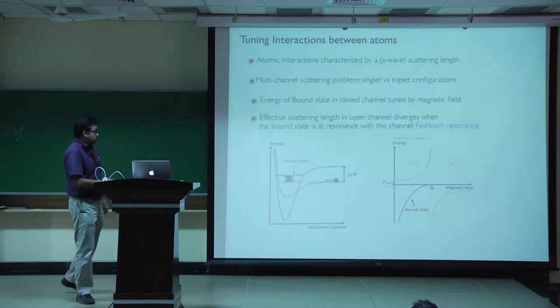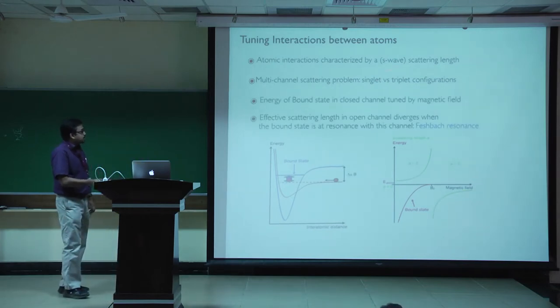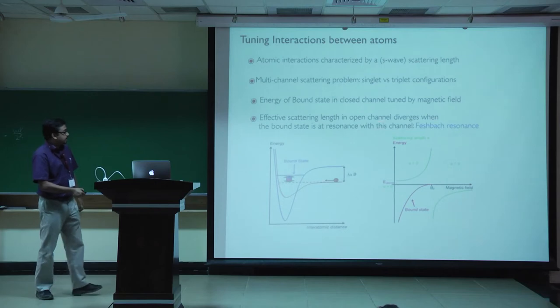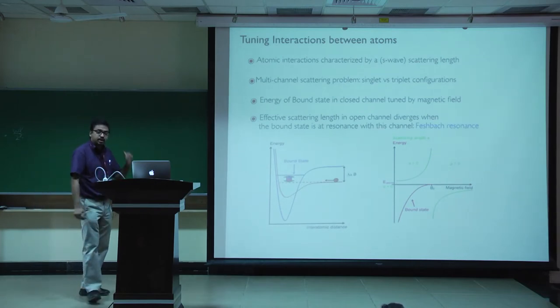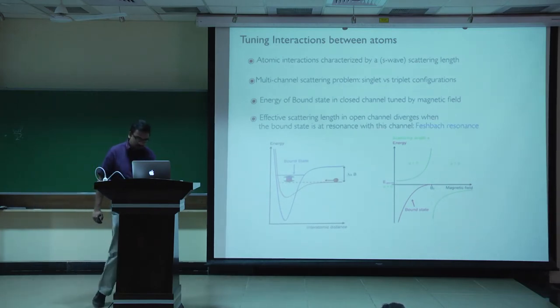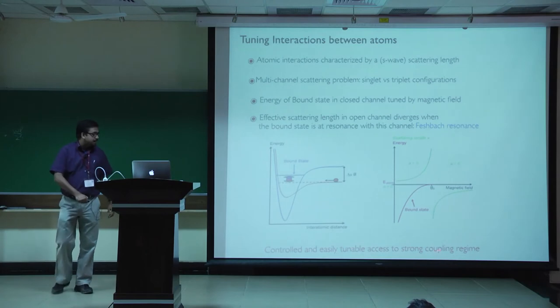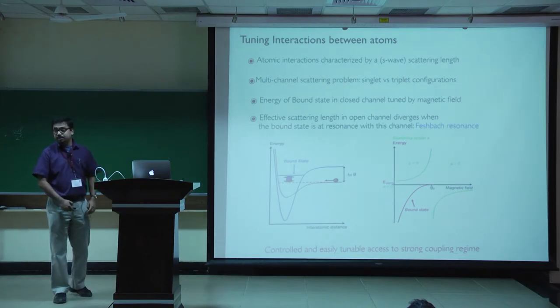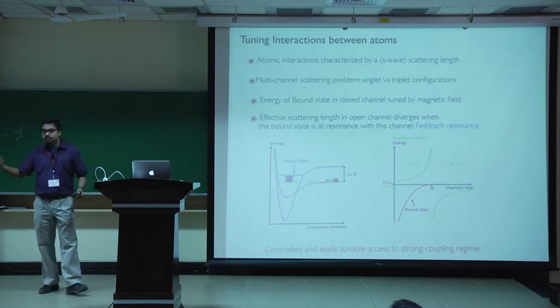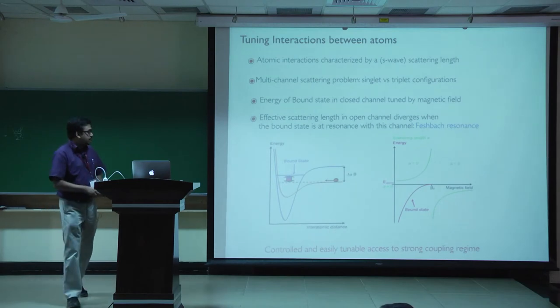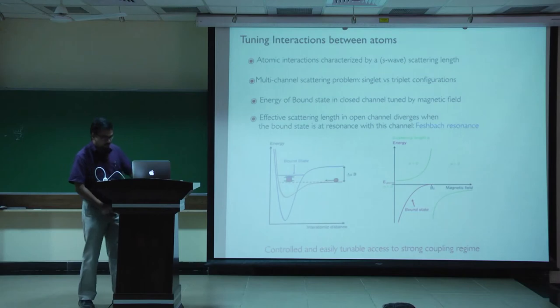Okay? So what you can tune is the energy of the bound state, and hence you tune the effective scattering length, and this is well known in nuclear physics as Feshbach resonance. What that gives you, for us, is controlled and easily tunable access to a strong coupling regime. You can start from something which is very weakly interacting, and then you can tune your magnetic field, and you can suddenly go to the strong coupling regime.